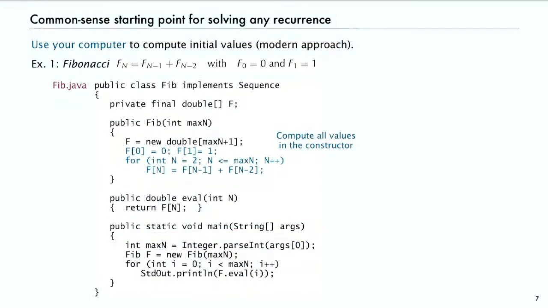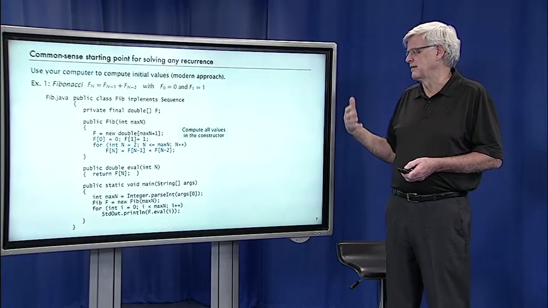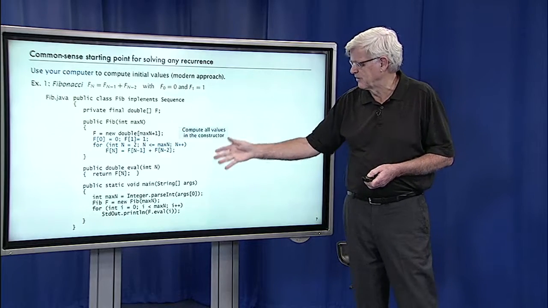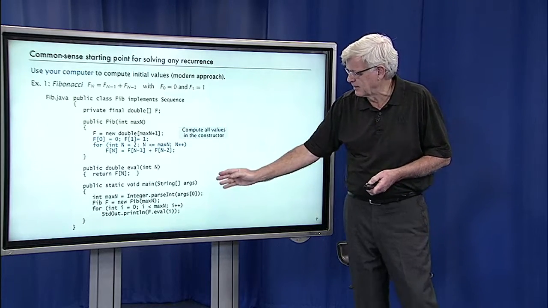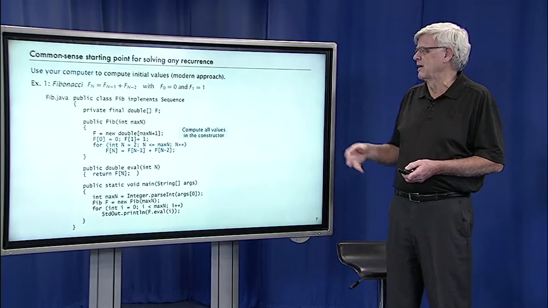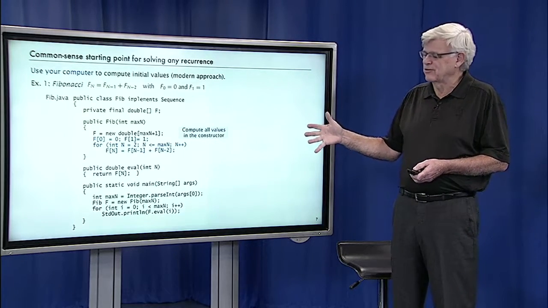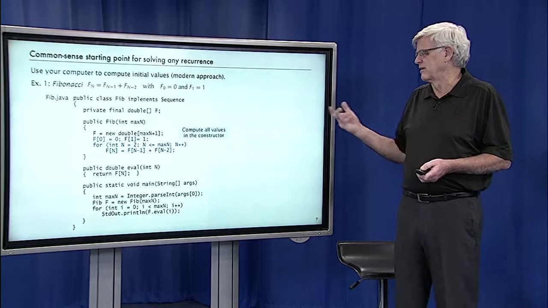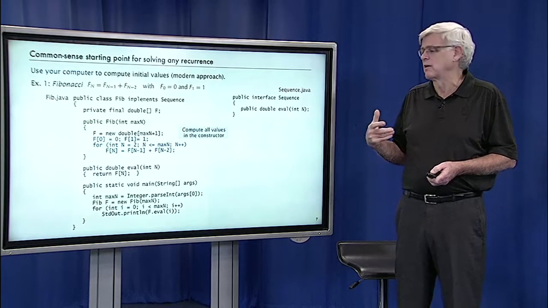Nowadays, in a modern approach, here's code that fills up an array of size max n with the Fibonacci numbers. But this is a modern approach where we use a data type, and the client program will build this array with a constructor and then ask for values out of the array. Again, this is not the place to talk about details of programming with data types, but this is a very straightforward way to approach this problem.